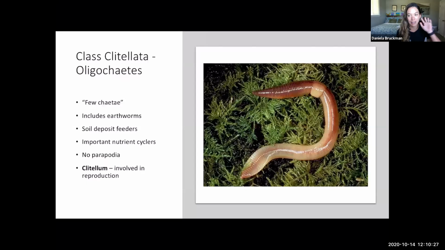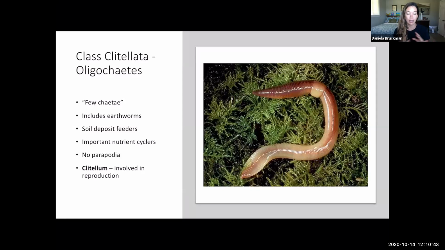Okay, so let's go ahead and move on to the next class of annelid worms. Remember, we were just looking at the class Polychaeta. We're now looking at the class Clitellata, and these are going to include two major groups, the oligochaetes and the Hirudinida, or the leeches. We're going to start with the oligochaete worms.